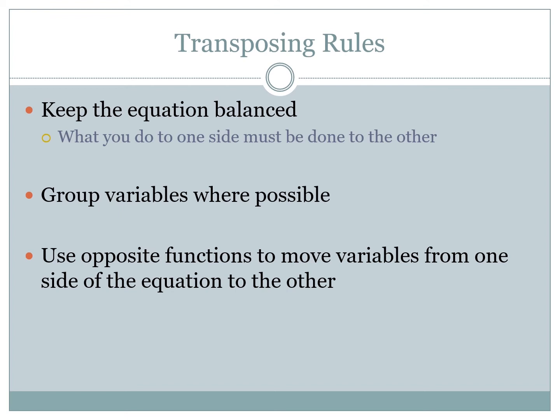So, transposing rules. It's called an equation for a reason. It's an equation because both sides must be balanced and they must equal out. That means whatever we do to one side, we have to make sure we do the exact same thing in the exact same way to the other side. And anywhere that we can group things, it's going to be to our advantage.